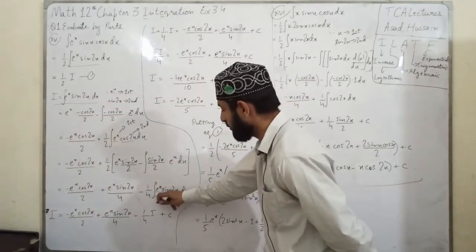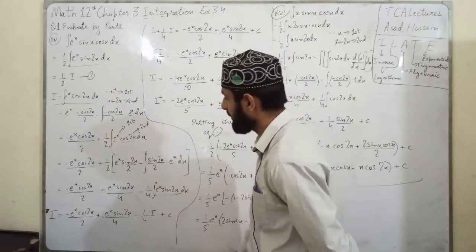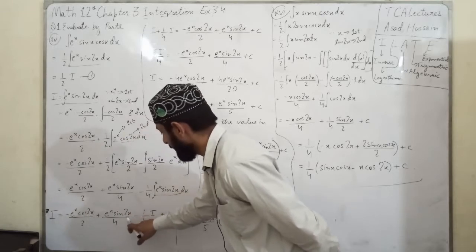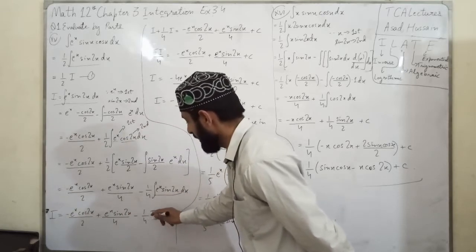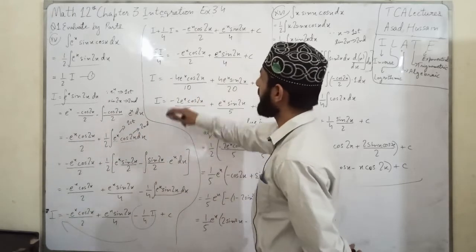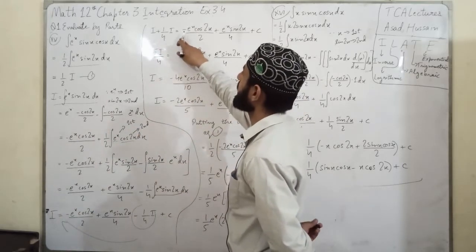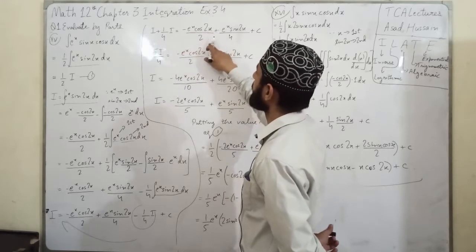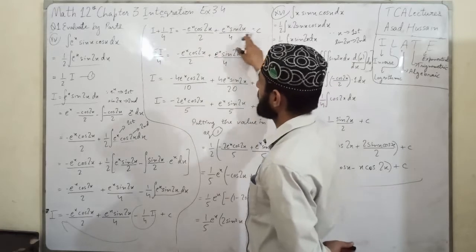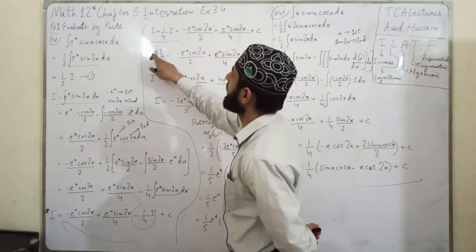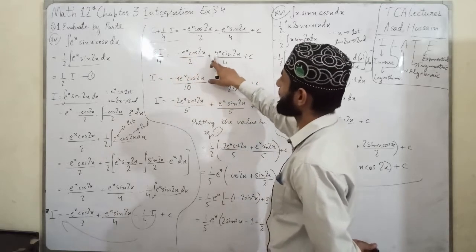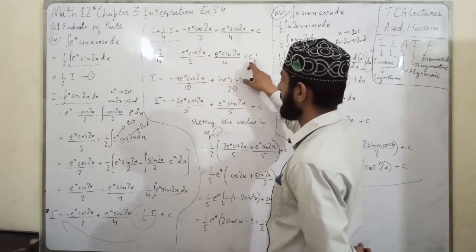So putting the value of I here, we get negative e^x cos 2x by 2 plus e^x sin 2x by 4 negative 1/4 I. Moving this value to the other side, we get I plus 1/4 I is equal to negative e^x cos 2x by 2 plus e^x sin 2x by 4 plus c. Now solving this, we get 5I over 4 is equal to negative e^x cos 2x by 2 plus e^x sin 2x by 4 plus c.